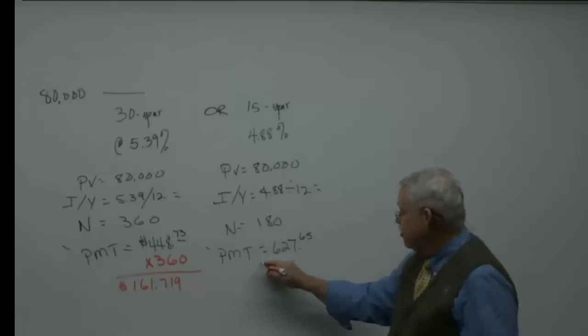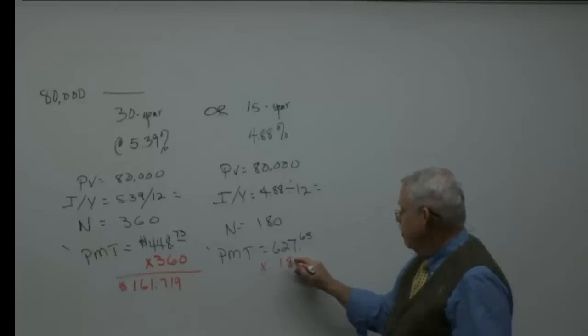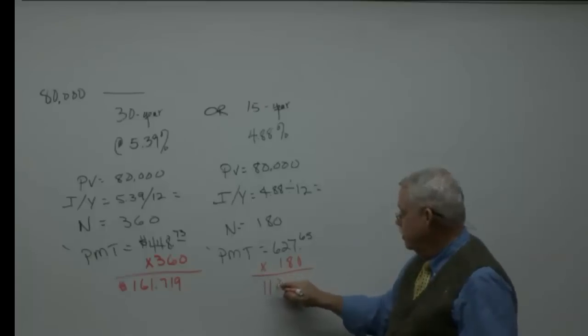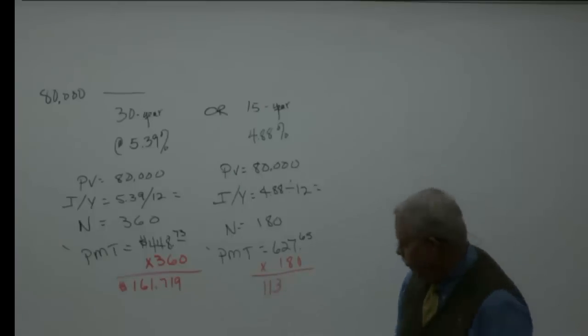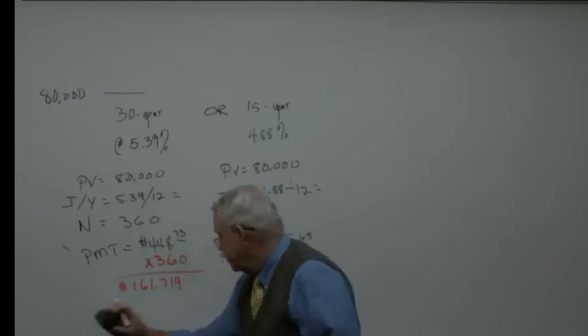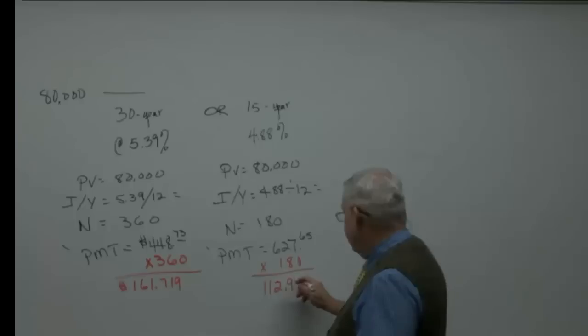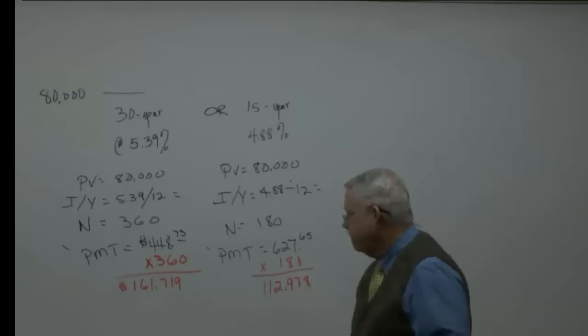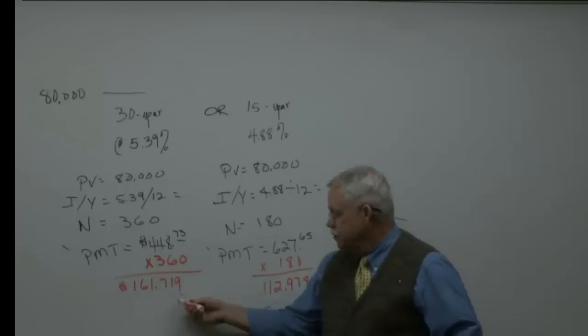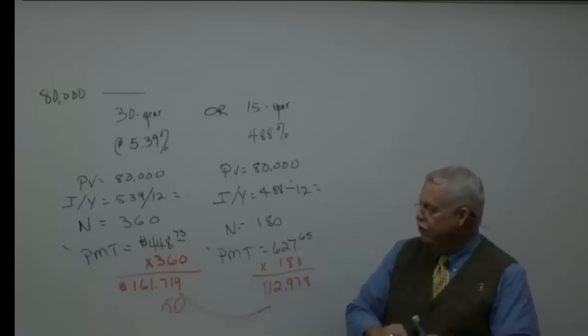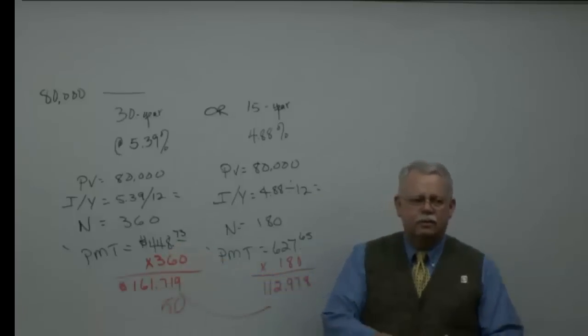How much did this house cost you? 113. Yeah. You make that payment only 180 times, 113,000? 112,978 technically. 112,977. Y'all go outside and fight over a dollar. 977. Oh, 78. So this one cost you $50,000 more, just so you could save $180 a month.